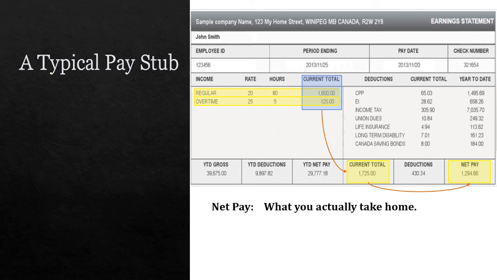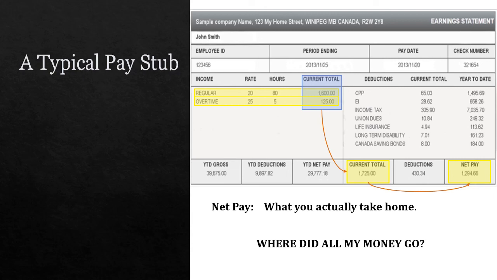So net pay is what you actually take home at the end of the day, the check that will be written or what you get as a direct deposit into your bank account. So the big question is, where did all my money go? This has happened to all of us if we've worked a job. We work a certain number of hours, and then at the end of the day, we're curious, wait, why did I get paid less than I thought I would based on the hours I worked?